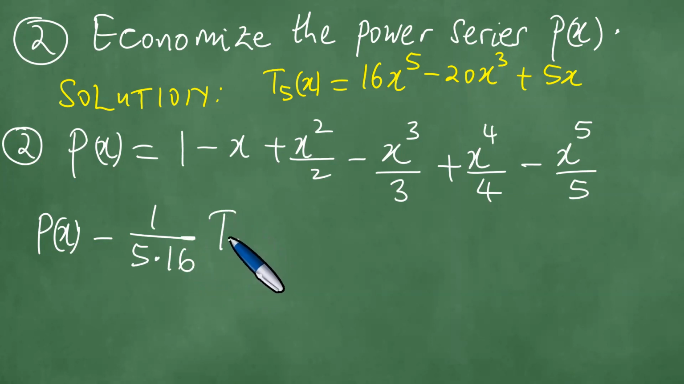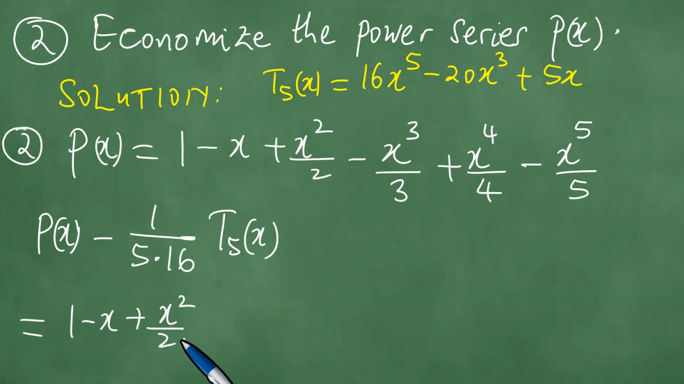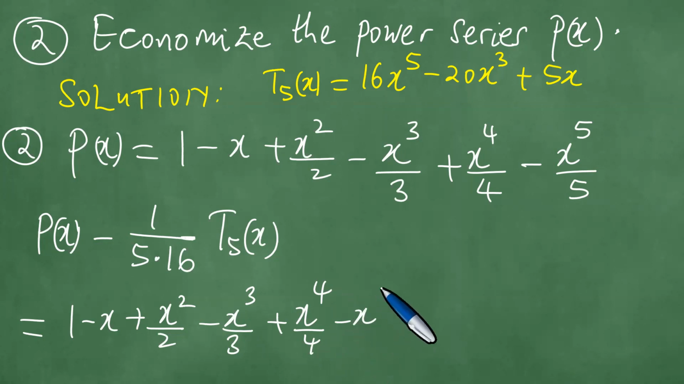So T5. Right, so we have these. We multiply this one by 1 over 5 like that. So what does it become? The P of x is 1 minus x, and then you have x squared over 2, and then x cubed over 3, and that is P of x. And then you have x to the 4th power over 4, and then x to the 5th power over 5.